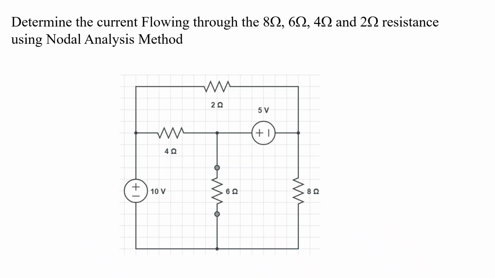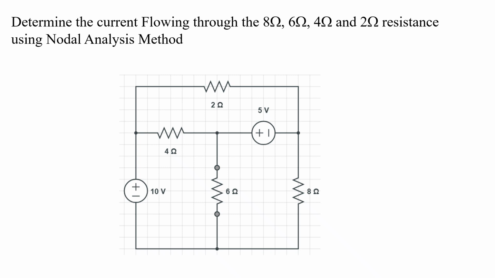So we'll go to the next problem. Determine the current flowing through the 8 ohm, 6 ohm, 4 ohm and 2 ohm resistances using the nodal analysis method. So you can see the circuit. Here also we can see a voltage source is given.